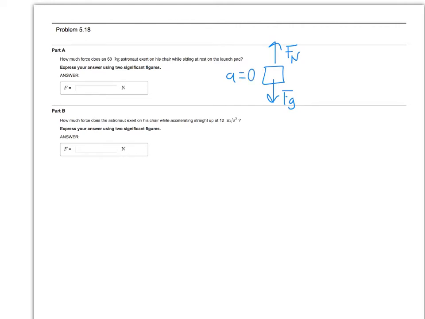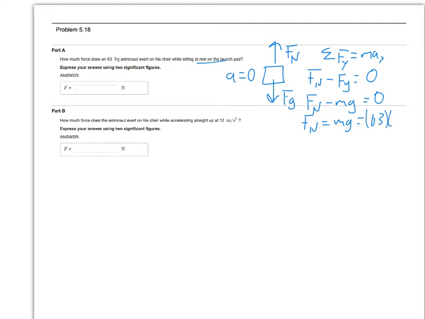In this first case, we're at rest, so our acceleration is 0, so I can set up my F equals ma in the y direction here. And so it's going to be Fn minus Fg equals 0, since we're not accelerating. So I can sub in mg for my force of gravity. And so I end up getting the normal force equals mg, so 63 times 9.8, which means my normal force here is equal to 617.4 newtons. So that's the force that the chair exerts up on the astronaut.